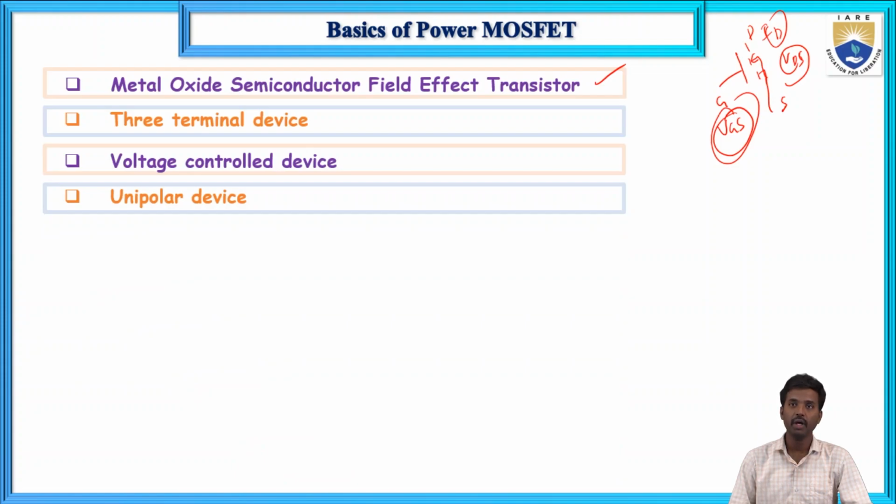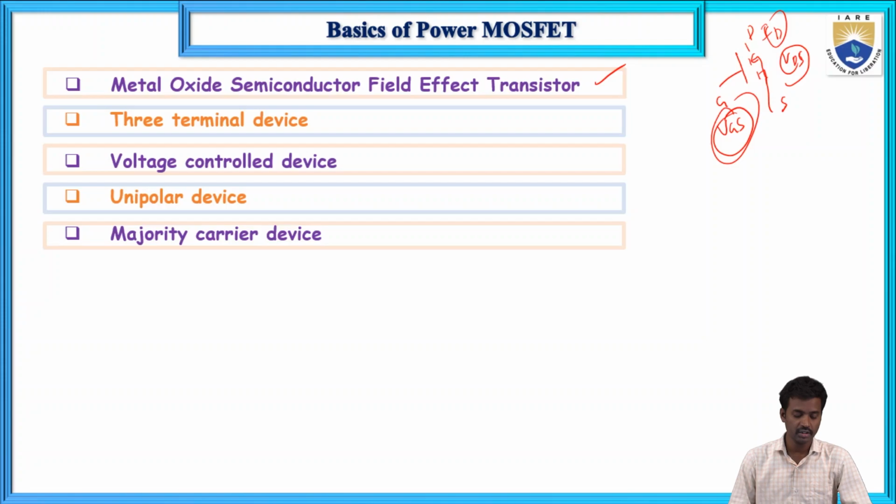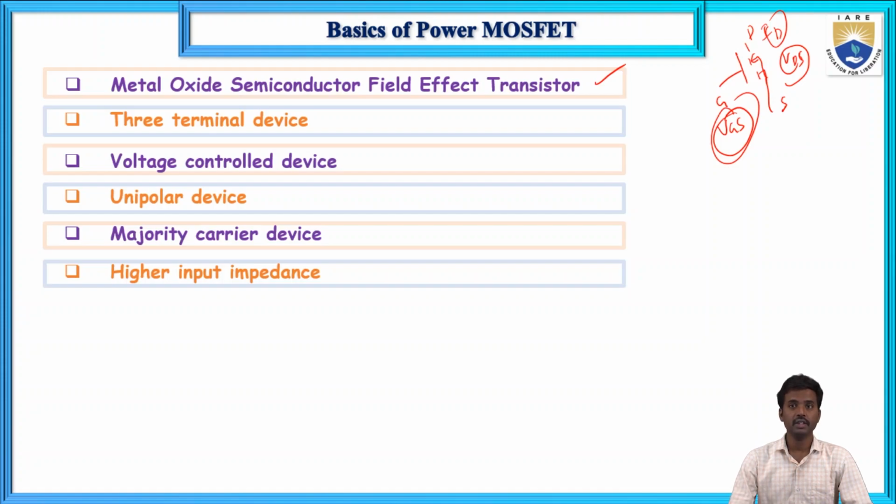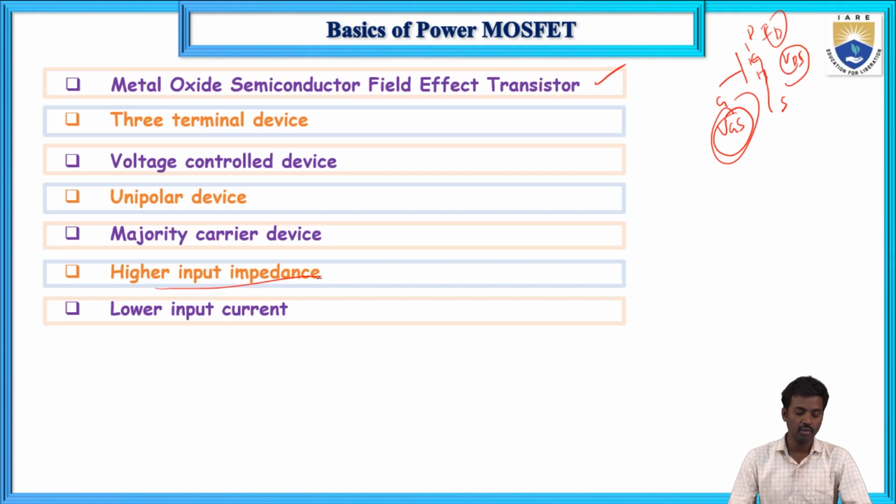And it is a unipolar device. So BJT is a bipolar device and power MOSFET is a unipolar device. In the BJT, current conduction is due to electrons and holes, but in the power MOSFET the current conduction is because of electrons only, and it is a majority carrier device. And next, its input impedance is very high. This is one best feature from the input side. High input impedance means low input current.